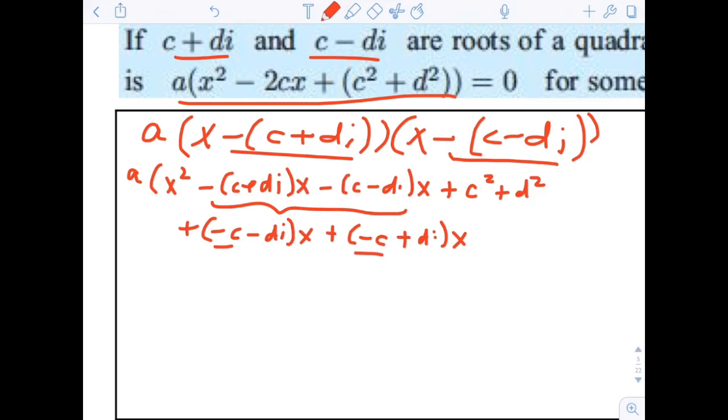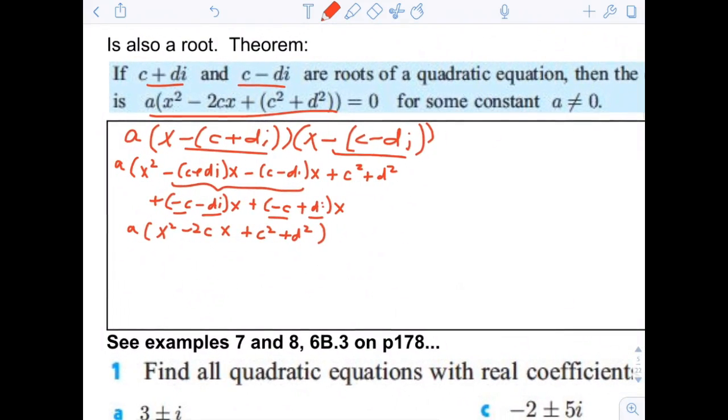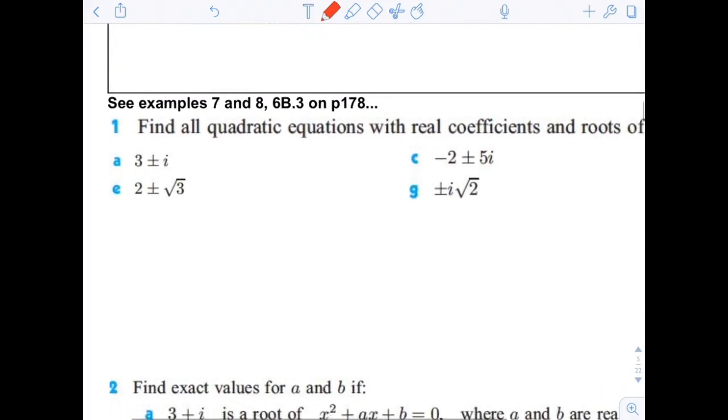These two can be added together, minus 2c x. These two subtract from each other, give 0. So that would be x squared minus 2cx plus c squared plus d squared, and that's it. We got exactly what they did, right? Okay, that wasn't so bad. Didn't even use all the space.